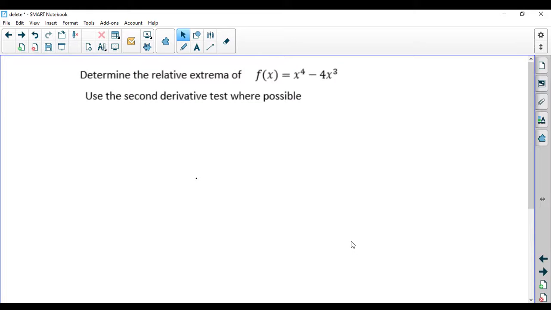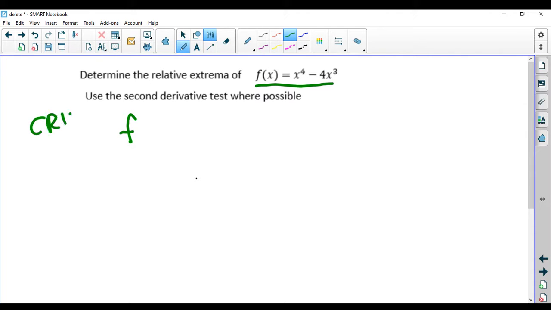Here is another second derivative test example. Determine the relative extrema of this function using the second derivative test where possible. So again, to use the second derivative test, we have to find the critical numbers. And that's where the first derivative equals 0.